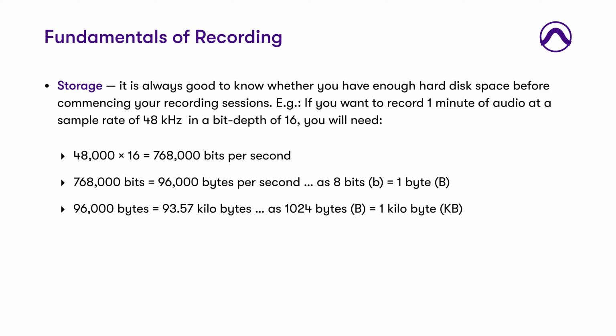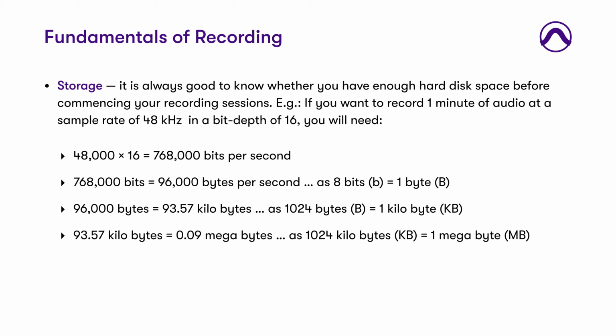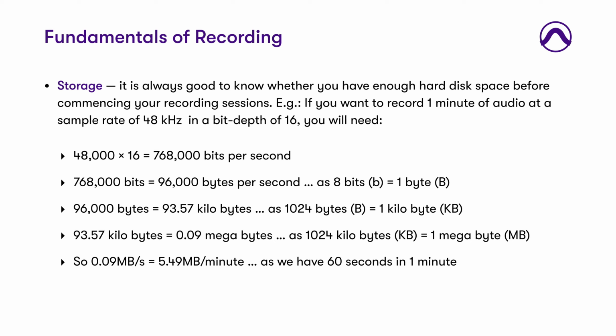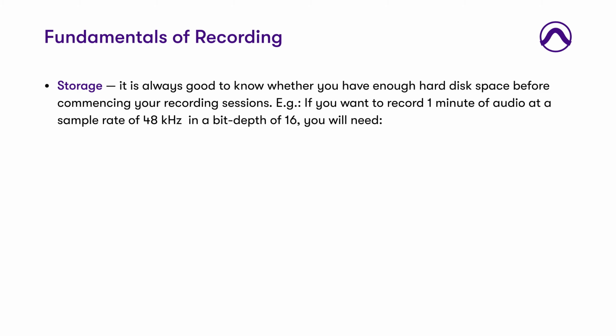To convert this to megabytes, I divide by 1024 again, as 1024 kilobytes is 1 megabyte. So this gives me 0.09 megabytes, and this is still for 1 second of audio. Since I want to know how much space I need for 1 minute, I multiply this answer by 60, as we have 60 seconds in 1 minute, and that gives me 5.49 megabytes per minute. Now, while this math isn't difficult, it is quite a few steps, so thankfully I have found us a shortcut.